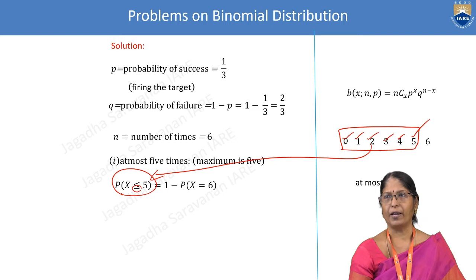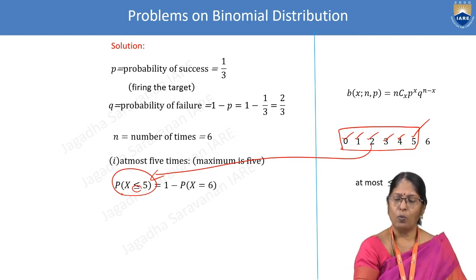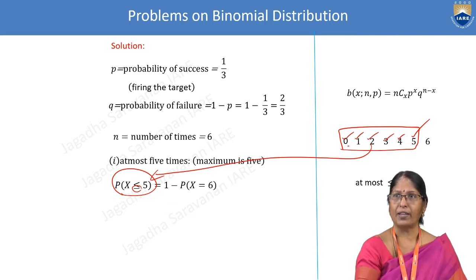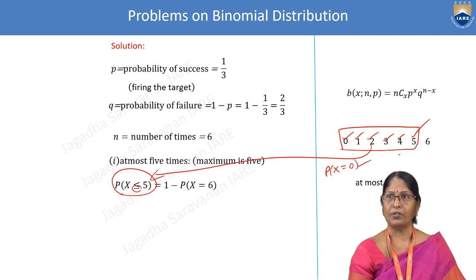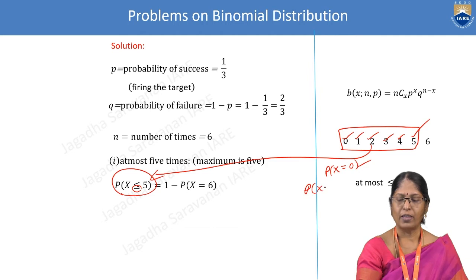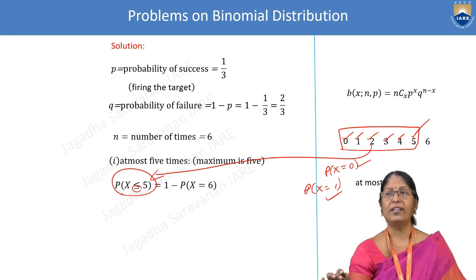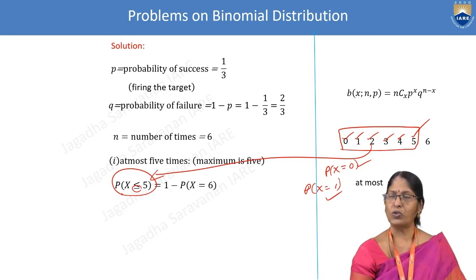Now, 1, 2, 3, 4, 5, 6: there are 6 values. That means 6 times we have to apply the binomial distribution formula: P of x equal to 0, one time; P of x equal to 1, one more time; like that up to 5, 6 times in all. That is also correct, and we add up the results.